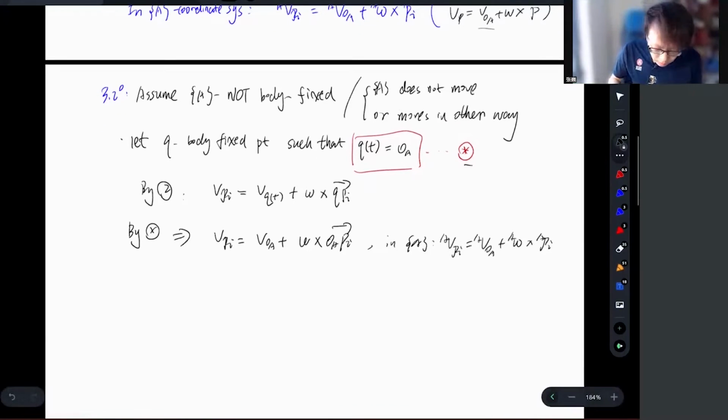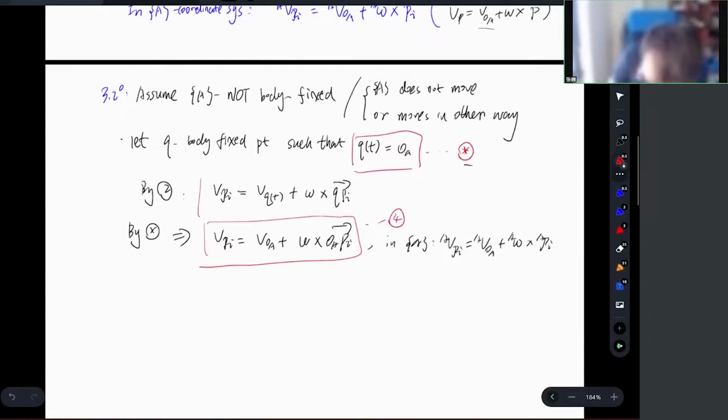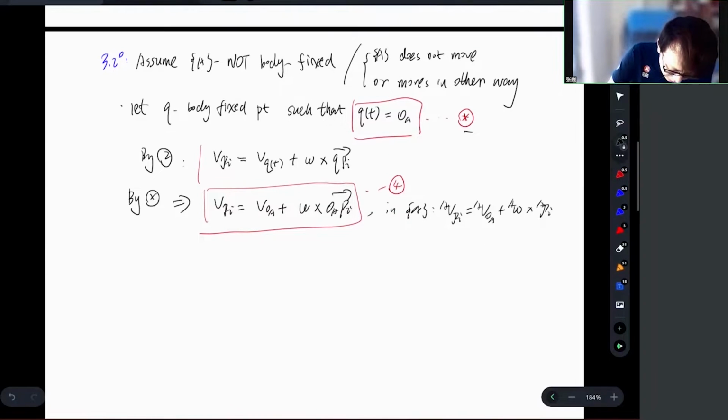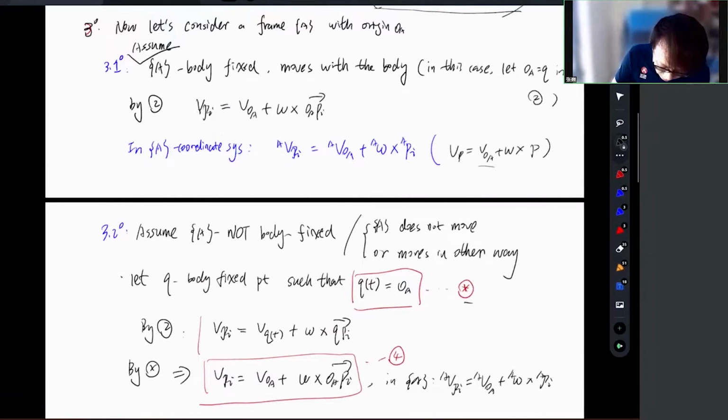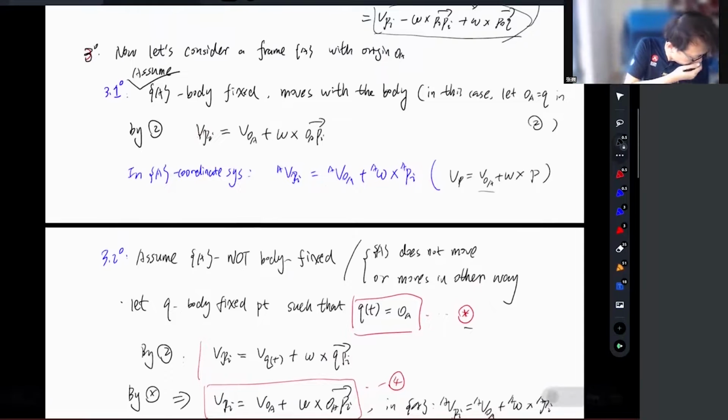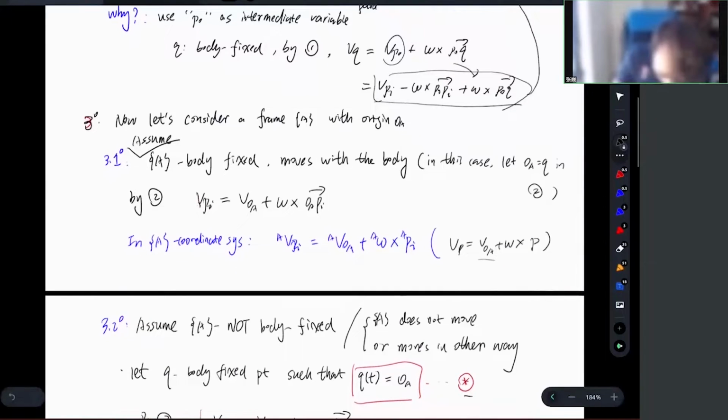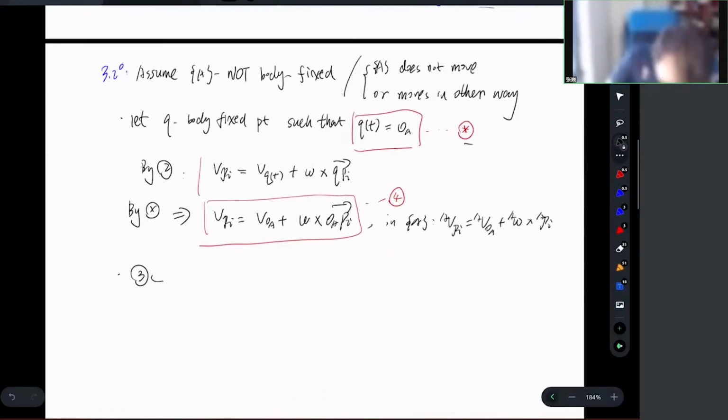Okay, so let's write it down. Let's call this equation 4. And let's call the earlier one, where by 2 we got this, equation 3. 3 and 4 are the same.